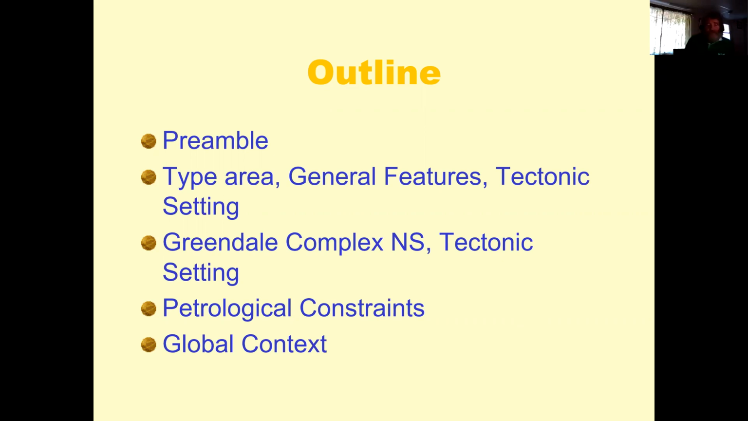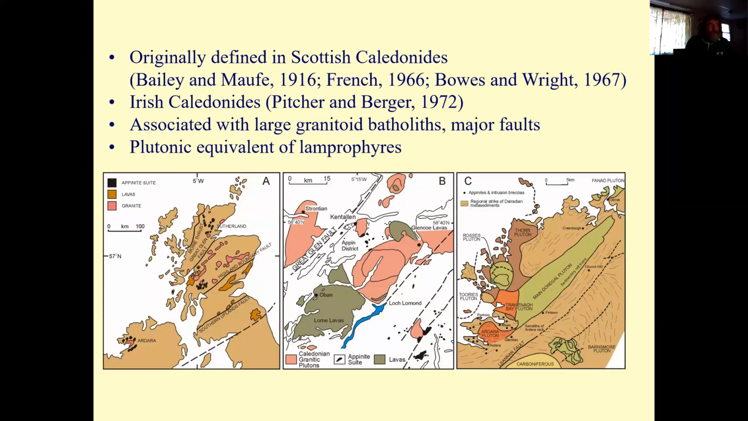Appinites were originally defined in the Scottish Caledonides more than a century ago. You can see in red the batholiths, and in black these little dots of appinite complexes, which actually overstate the size of these. If you zoom into the Appin district in the Caledonides, some of you may recognize some of these whiskey-type names, and maybe that's one of the reasons for some of the complexities in the literature, I don't know. But you can see in black these appinite bodies are tiny, if you look at the scale, relative to the size of the classic Caledonian batholiths.